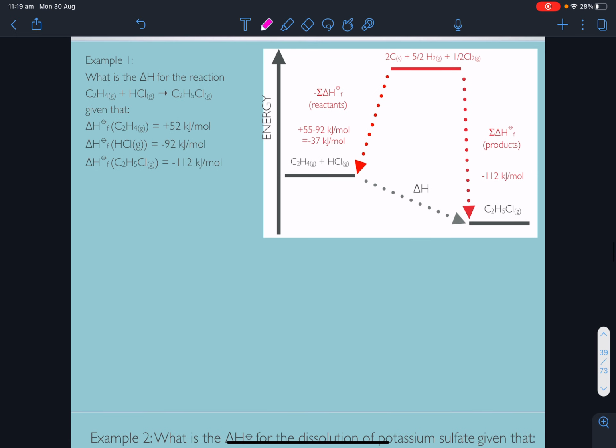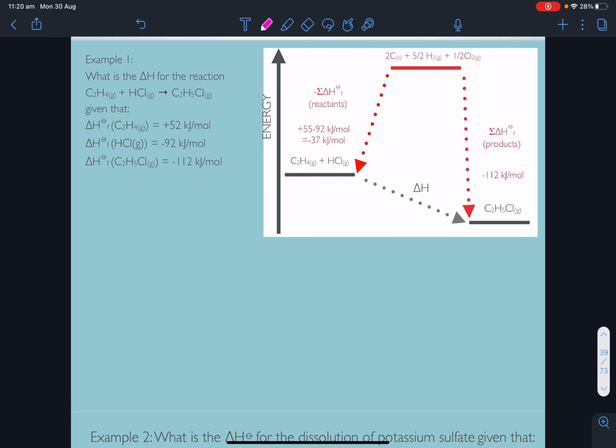Okay, let's do an example. What is the enthalpy for the reaction of C2H4, that's ethene, but we'll get to that later, and hydrogen chloride gas going to chloroethene? Okay, we'll get to naming that later. You just recognize the formulas. Okay, given that, the question's giving you the heat of formation of these. We've got a balanced reaction there too. So I've drawn it in here in tabular form to help you out. Okay.